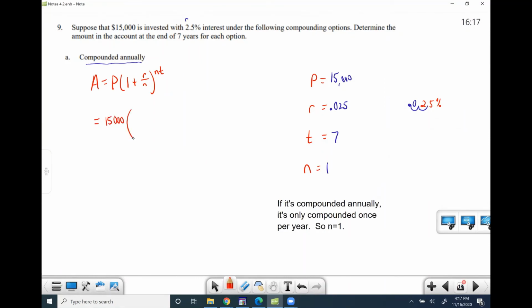So 15,000 is going to go where the P is. The rate is 0.025. You gotta divide that guy by 1. And then the N is 1 times the T. Now I like to clean up what I can before I go to my calculator. For example, dividing by 1 doesn't do anything, so I would just leave this guy as 0.025. Also 1 times 7, why not do it? 1 times 7 is 7. So go ahead and plug this into your calculator, and we'll see what the amount in the account is after 7 years. See how much money we make here.